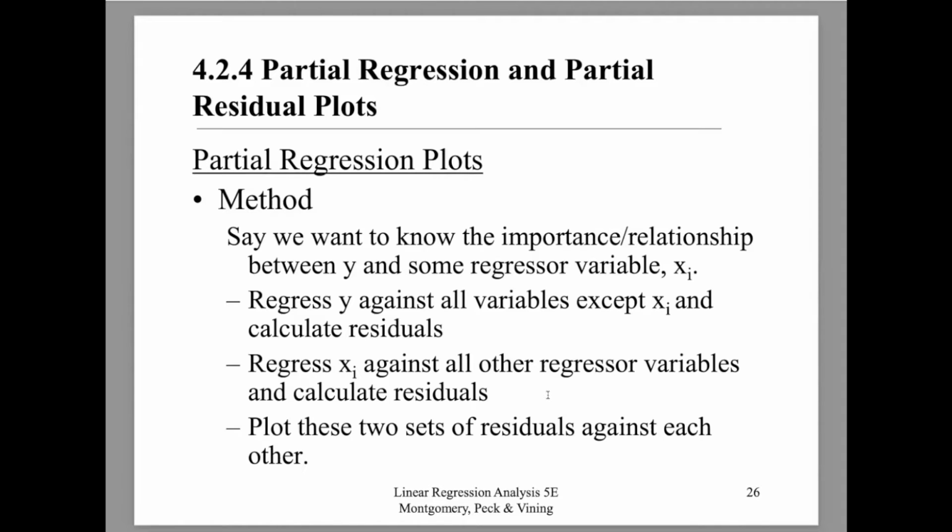And if we see trends in such a scatter plot, then we can interpret that as meaning that the variable of interest is important in the model. There is a relationship between the response variable and that particular explanatory variable above and beyond that which is accounted for by the other variables in the model. And so the idea here is that with the first model, the residuals from that first model are the variability in the response that is not accounted for by all of the other variables in the model, excluding x sub I.